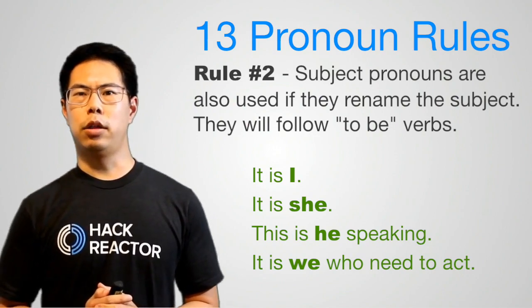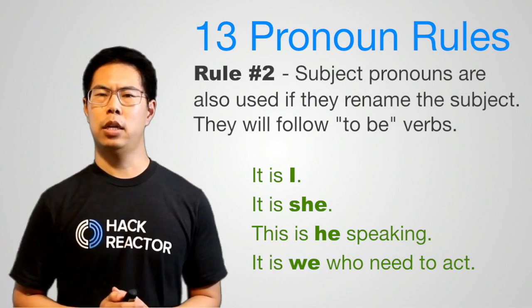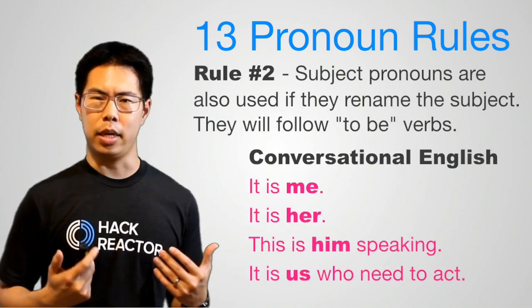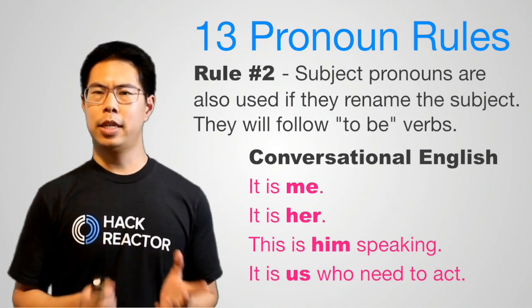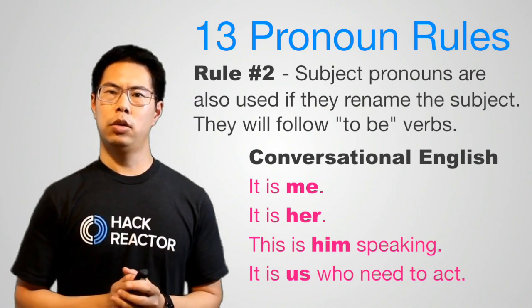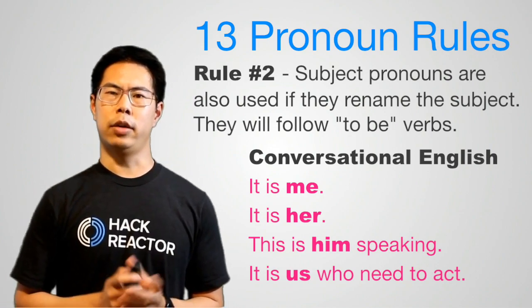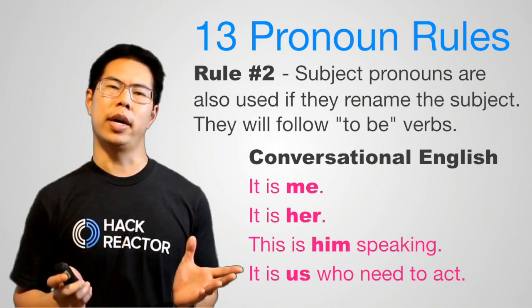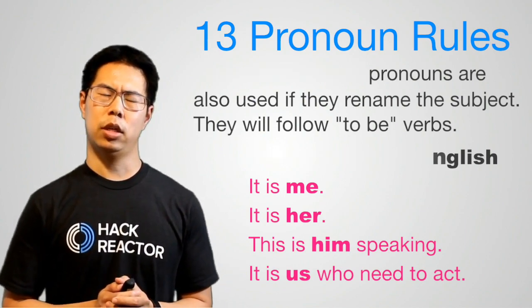Something to note is that although these sentences are technically correct, most people do not talk this way. Most people say, it is me, it is her, this is him speaking, and it is us who need to act. So you should definitely use this rule correctly in writing, but you might want to use the incorrect sentence to sound more normal and casual in conversational English.